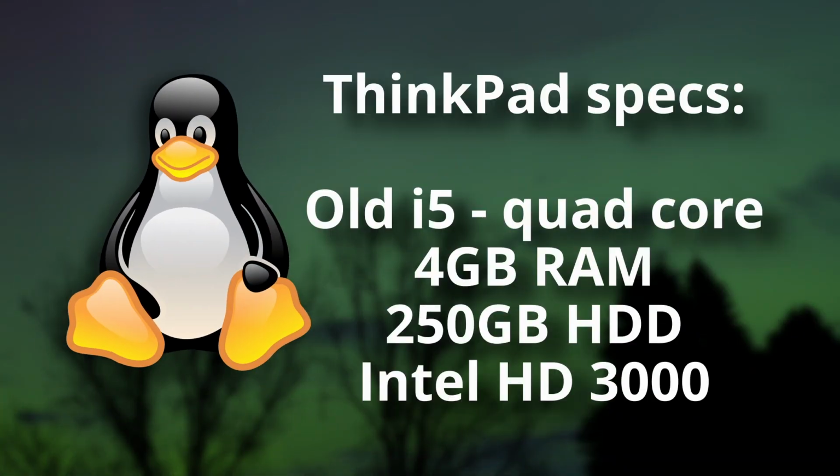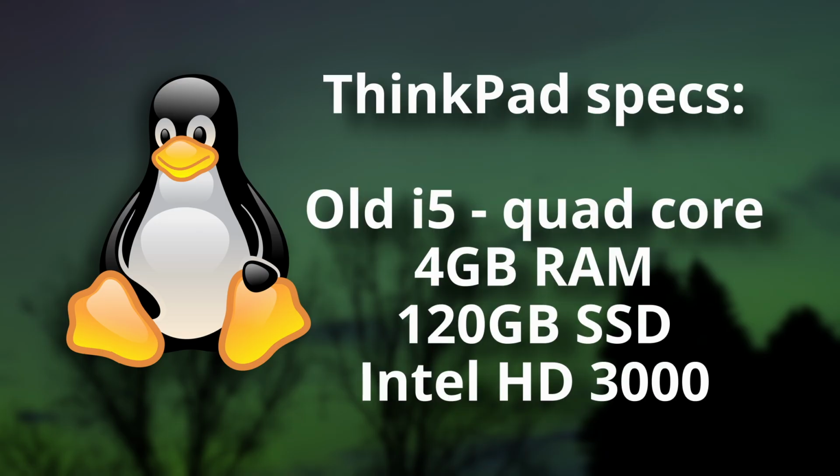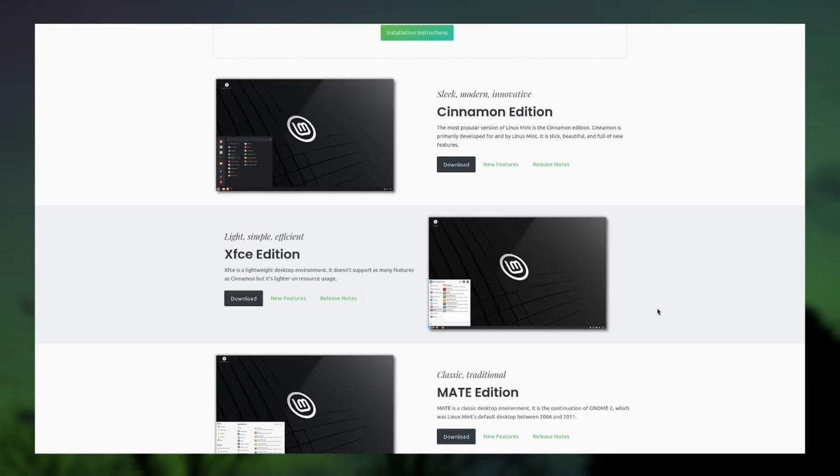Well, an old i5, 4GB of RAM, and currently an old spinning hard drive. It's not a requirement, but I'll be swapping the hard disk out with an SSD to improve the system's overall responsiveness. So, let's head onto the Linux Mint website and download a copy.